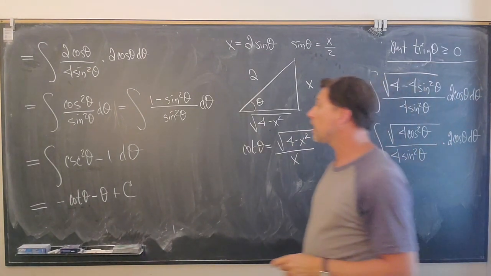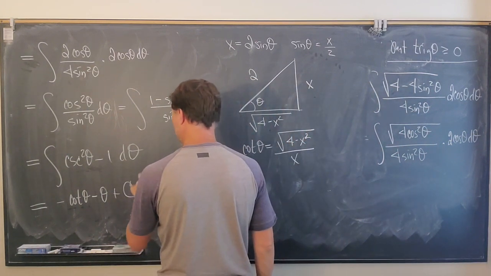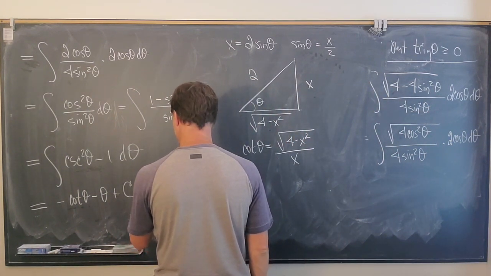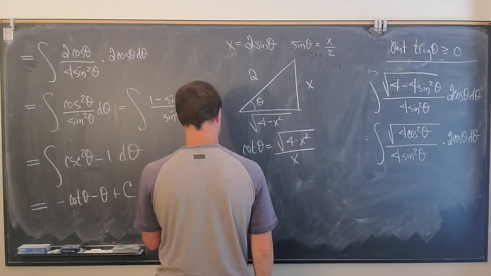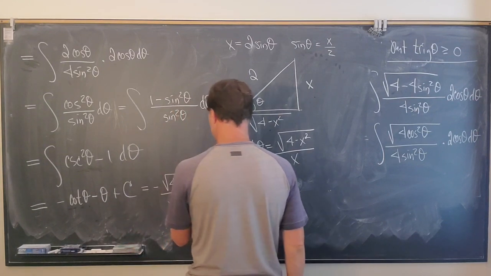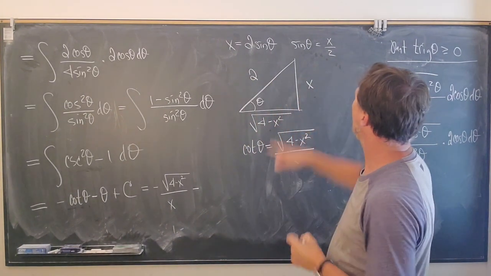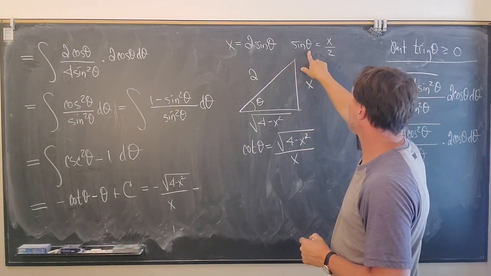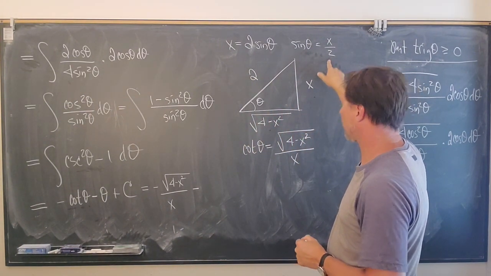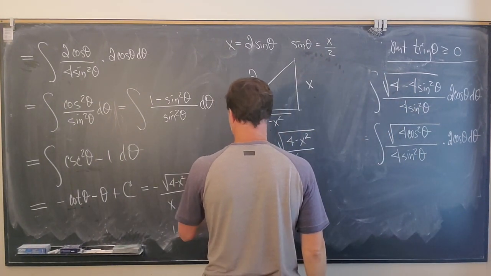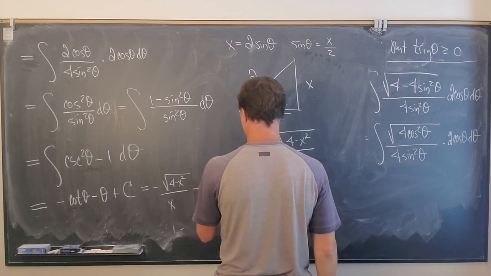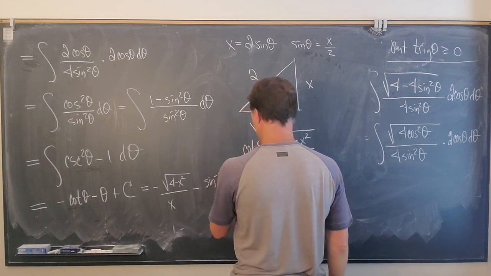And so now I can come back in and fill in the blanks. This will be a negative square root of 4 minus x squared over x, minus theta. Now what's theta? Well, I can solve right here. Theta is arc sine of x over 2, or inverse sine of x over 2, and then we have a plus c.